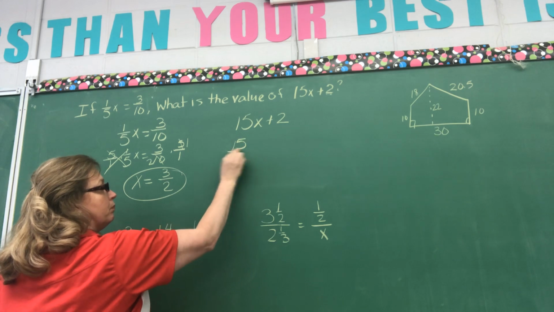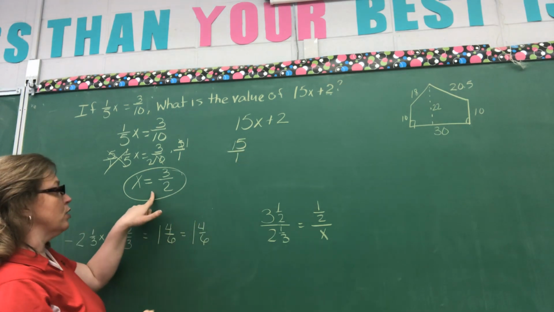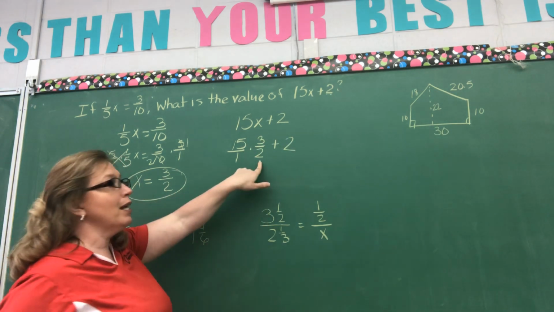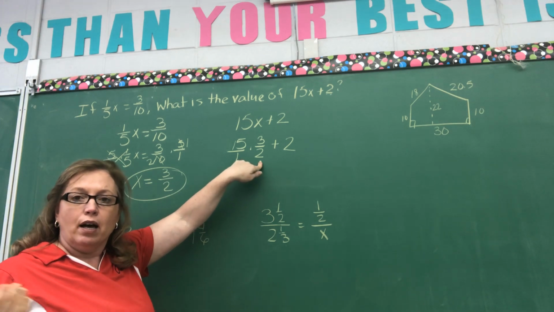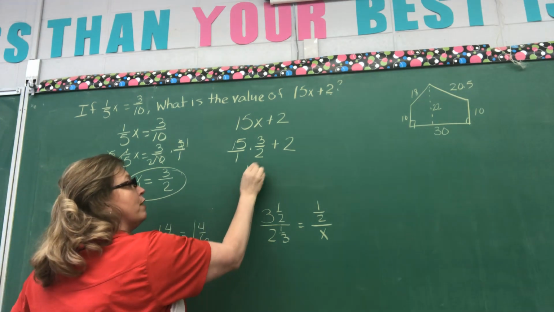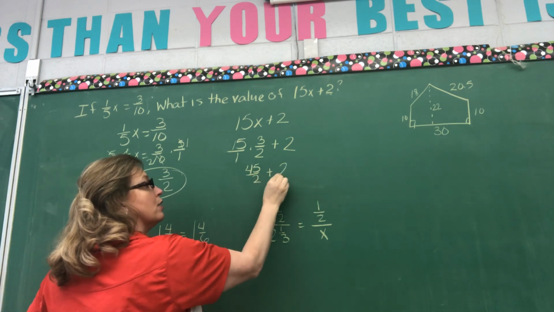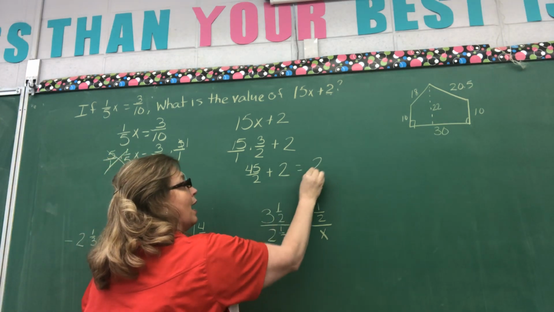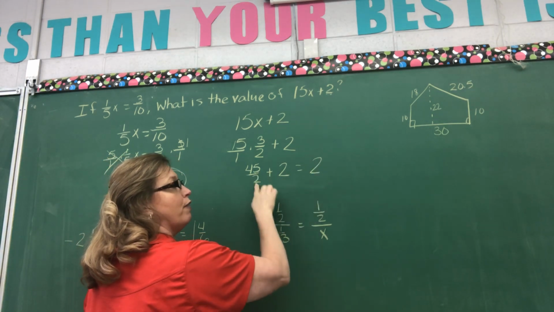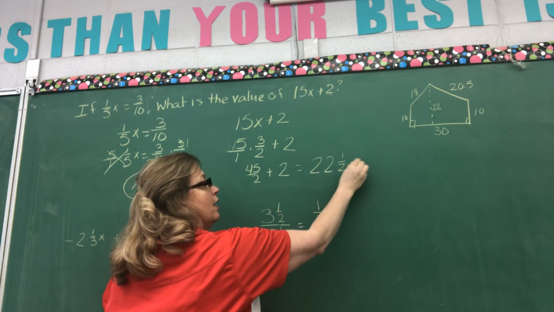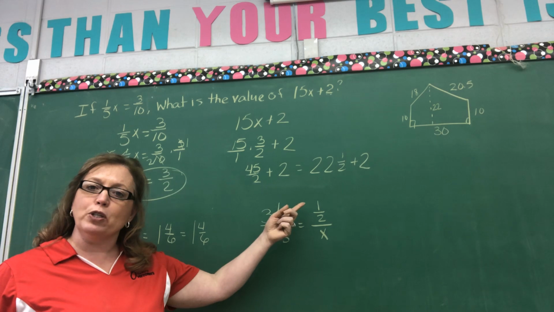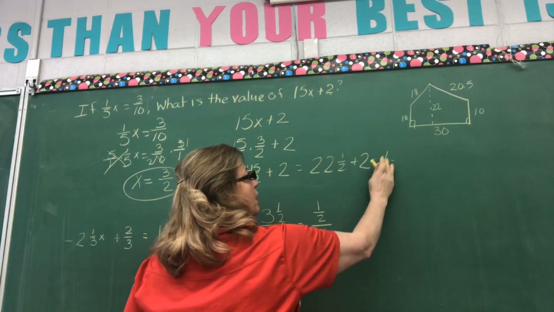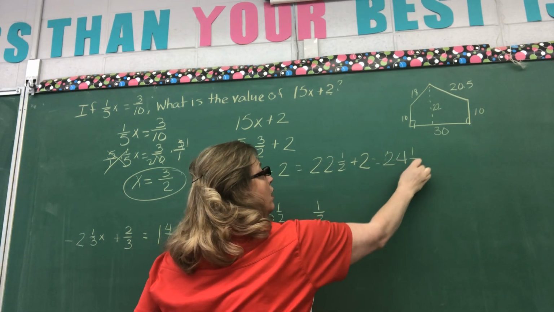15 over 1, because it's a whole number, is going to be multiplied by x, which is 3 over 2, plus 2. Now when I look at this equation, I cannot reduce anything, so I have 45 over 2 plus 2. I need to change 45 over 2 to a mixed number. When I do that, I can see that 4 divided by 2 is 2, 5 divided by 2 is 2 with 1 left, and I still have to add. So now I have 22 and a half plus the 2. My final answer is 24 and 1/2.